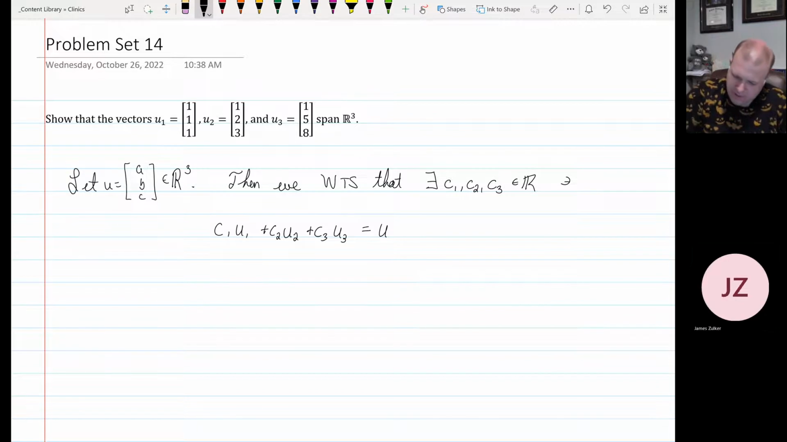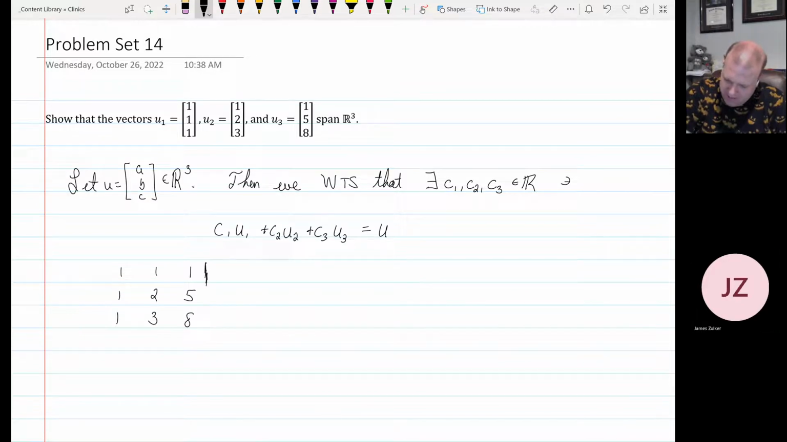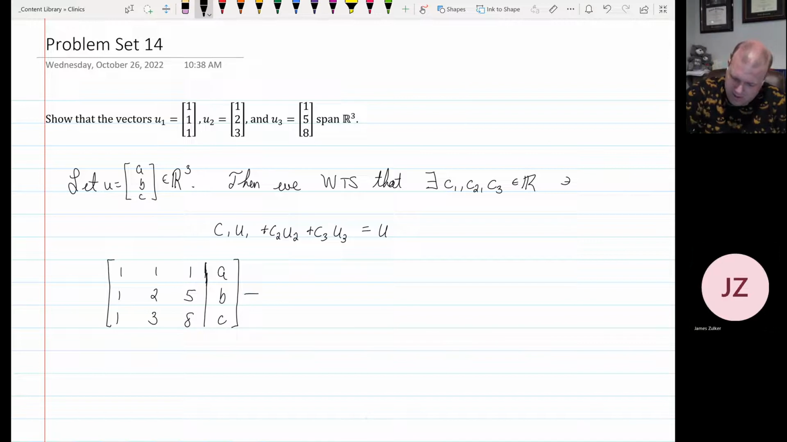Well, what do we do, right? Set up the coefficient matrix, yeah? Well, the first column of our coefficient matrix will be the vector U1, won't it? The second column will be the vector U2, right? And then the third column will be the vector U3. We now need the augment, right? So we augment that with U, A, B, and C. So what we want to do is RREF this. With the aid of technology, we can find that the RREF is this.